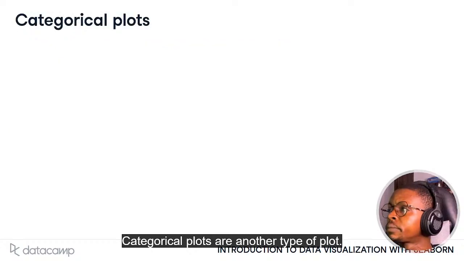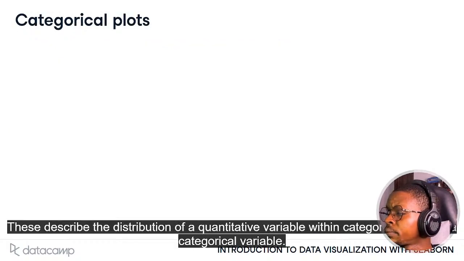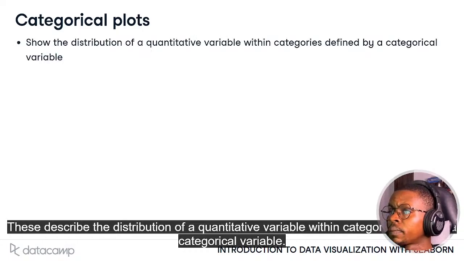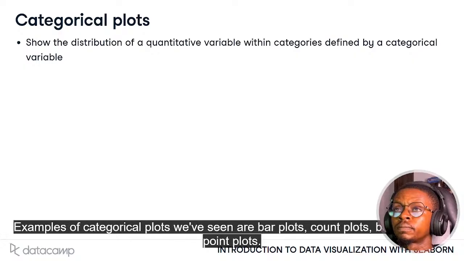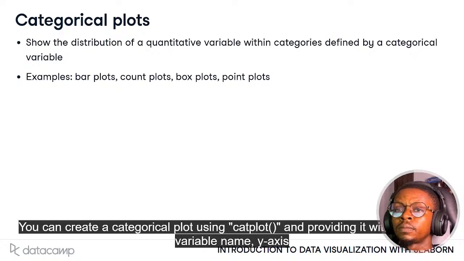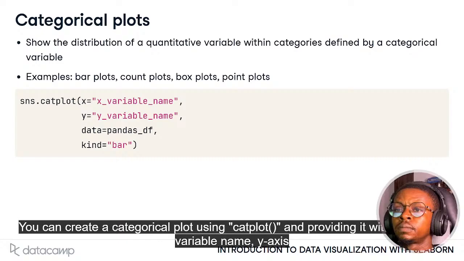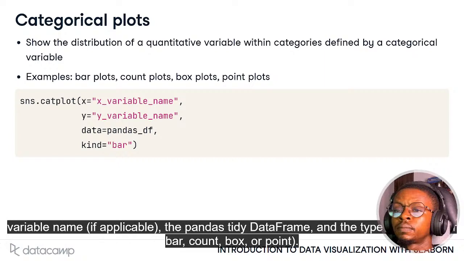Categorical plots are another type of plot. These describe the distribution of a quantitative variable within categories given by a categorical variable. Examples of categorical plots we've seen are bar plots, count plots, box plots, and point plots. You can create a categorical plot using catplot and providing it with the x-axis variable name, y-axis variable name if applicable, the pandas tidy data frame, and the type of plot, either bar, count, box, or point.